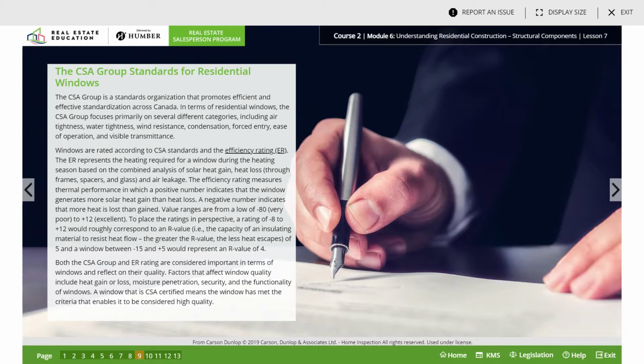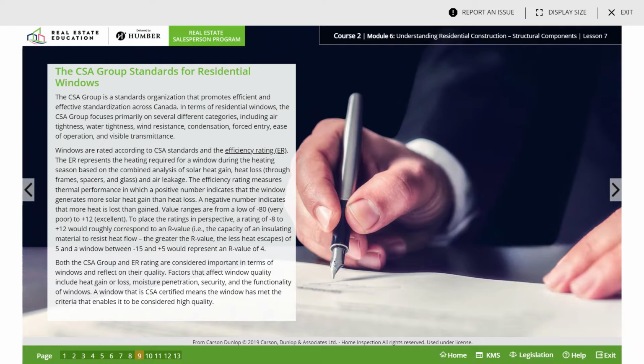I think this is very important, so I'm just going to read it. Windows are rated according to CSA standards and the energy efficiency rating. The rating represents the heating required for a window during the heating season based on combined analysis of solar heat gain, heat loss, frames, spacers, and glass, and air leakage.